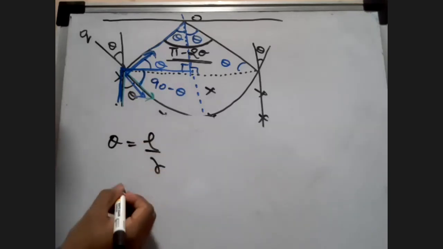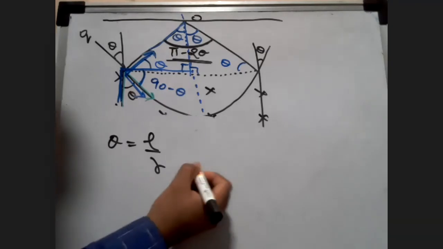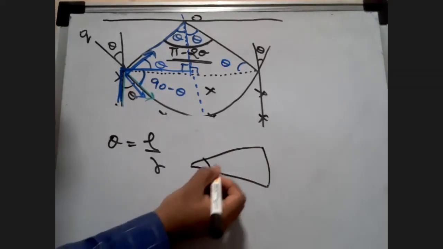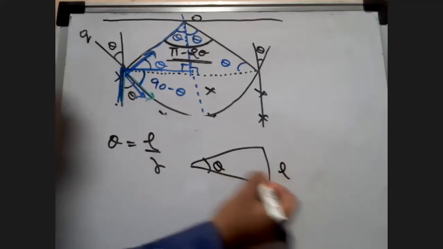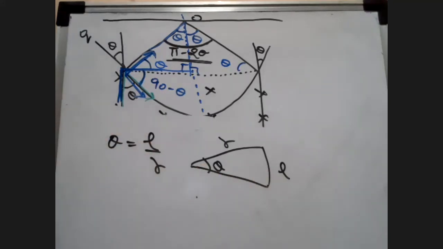We are interested in finding out the length. Yes or no? Theta is equal to L by R, from where did I get it? Remember the form? Yes, sir. I said that if this is theta, this is the length and this is the radius, then we can say the length subtends an angle theta, and it can be written as theta equal to L by R. This was when we did plane angles and solid angles.